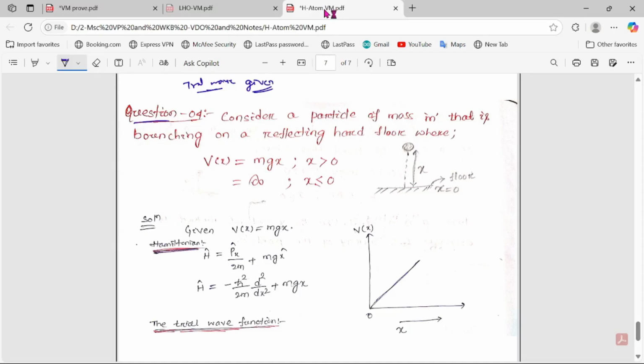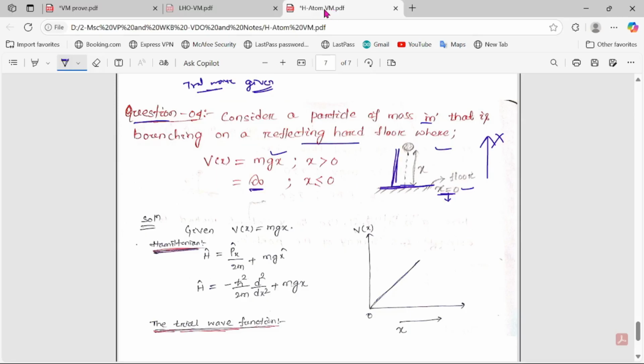In this question, consider a particle of mass m that is bouncing on a reflecting hard floor. In this picture, this is the ball, bouncing over this reflecting surface, and the potential given is mgx when x is greater than 0. Along this side I considered the x axis, so this floor is the reference line, considered as x equal to 0. Above x equal to 0 the potential is mgx, and at x equal to 0 or below, the potential is infinite. That means this ball cannot penetrate this surface, it only bounces over it.